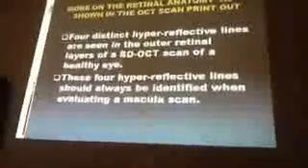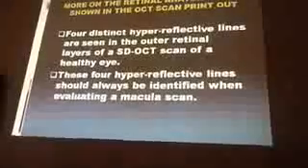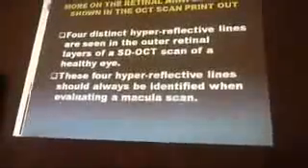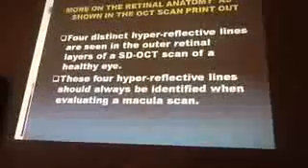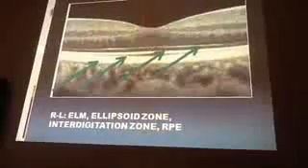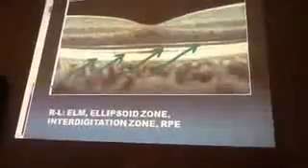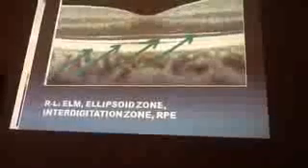Four distinct hyperreflective lines are seen in the outer retinal layers of a spectral domain OCT scan of a healthy eye. These four hyperreflective lines should always be identified when evaluating a macular scan. What are these layers? From right to left, this is the retinal nerve fiber layer, ganglion cell layer, inner plexiform layer, and so this is the outer nuclear layer.